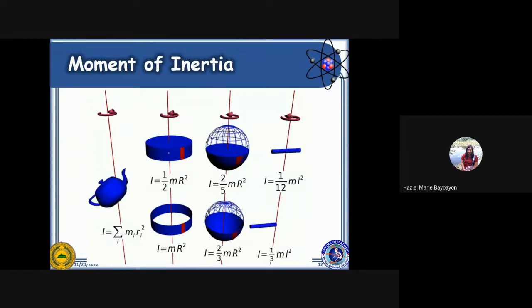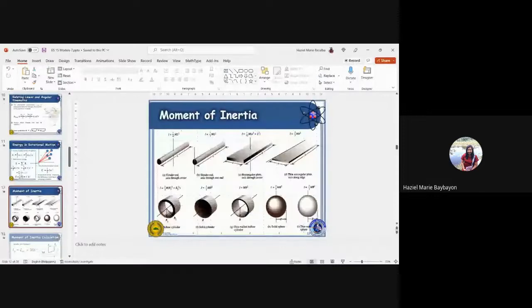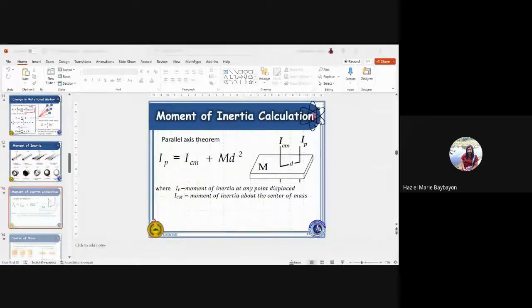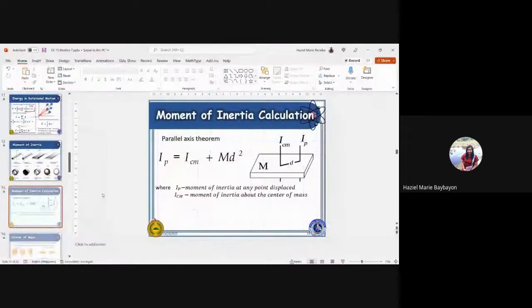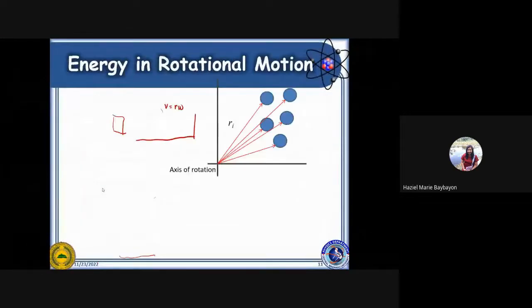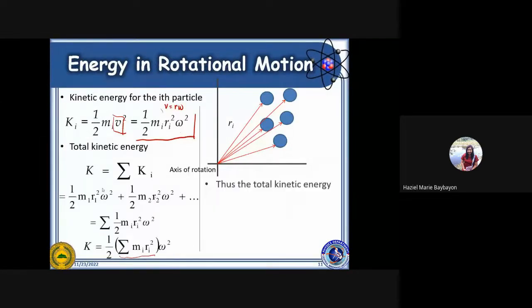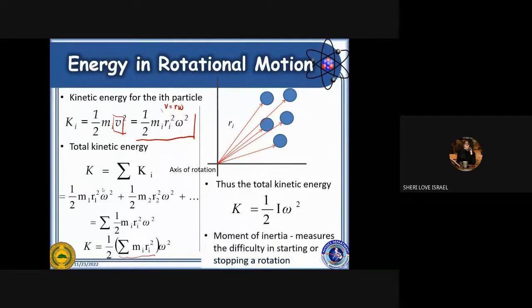Now we have two cylinders here. One is a hollow cylinder, and then the other one is a solid cylinder. Wait lang, class. I was checking if naa pa ba mo. Katong mga spheres, ma'am, katong kettle.